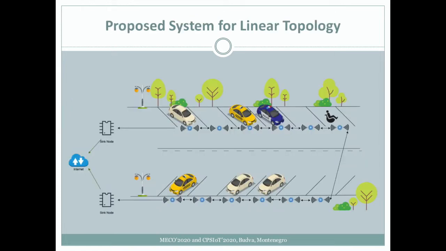It's a drawing of the proposed solution for linear topology. Blue CPUs below parking slots represent IoT nodes. Microcontrollers that are connected to the internet represent sink nodes. And arrows represent data transmission routes. I will simply explain how it works with an example.